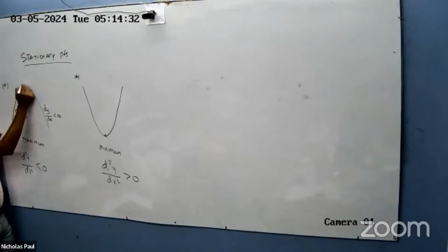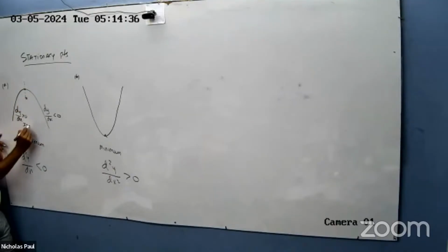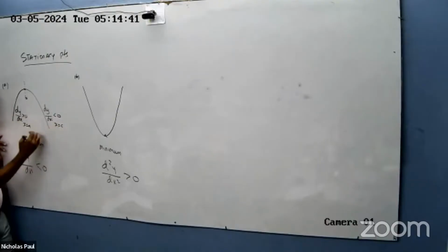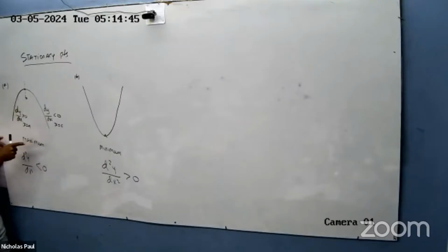So if you have a value here, let's call this value b. If you plug in x is equal to a and you get more than 0, and if you plug in x is equal to c and you get less than 0, then you have a maximum point. So if your first derivative goes from more than to less than, you have a maximum.